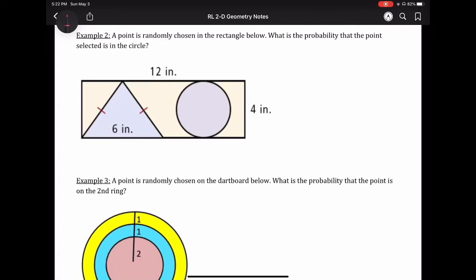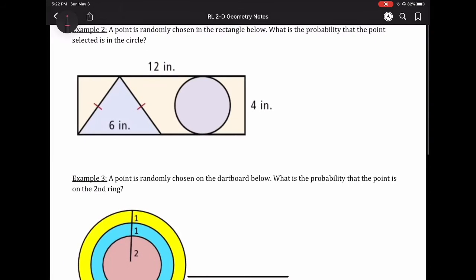Because the total sample space is the rectangle, I need to find the area of the rectangle. So area of the rectangle, and I'm going to shorten this a little bit by drawing a rectangle down here. That's not proper notation, so don't actually do that. All right, so area of a rectangle, base times height, I have 12 times 4. The total of that, 12 times 4, is equal to 48.